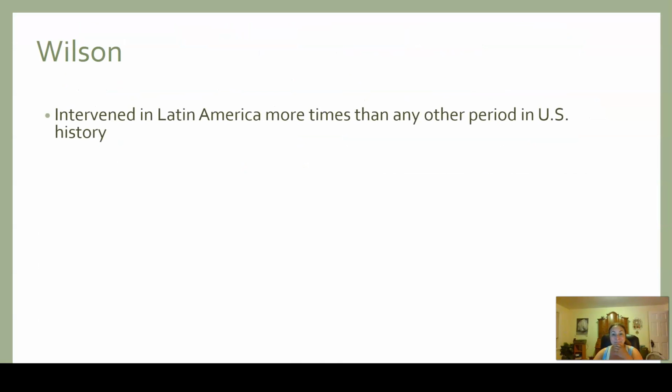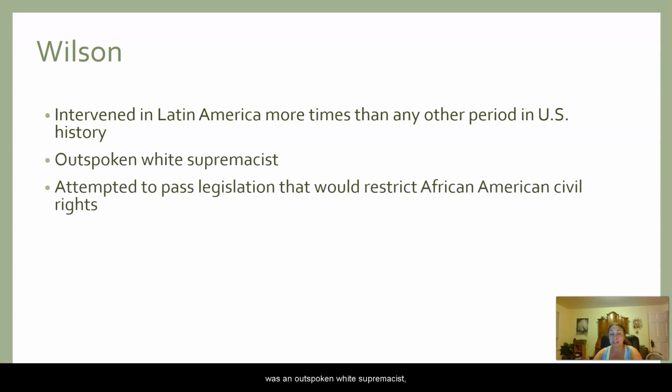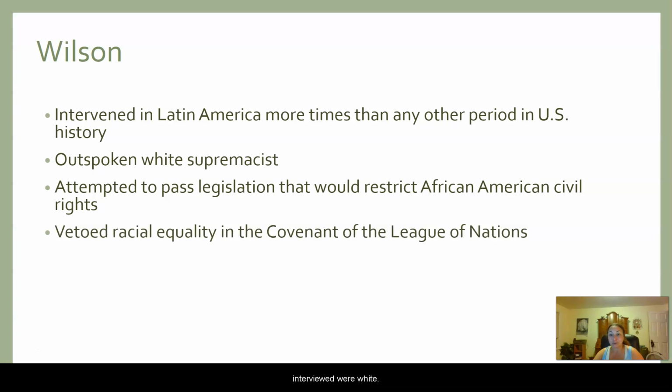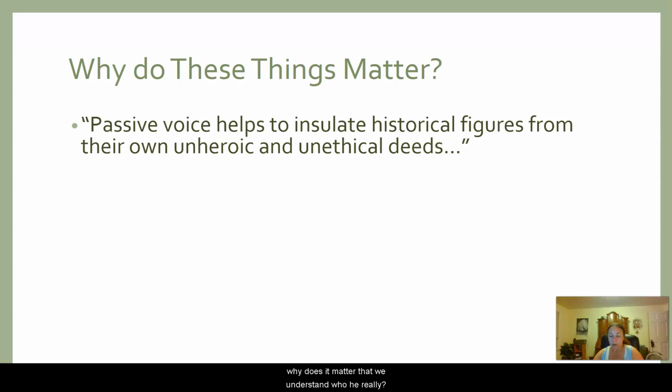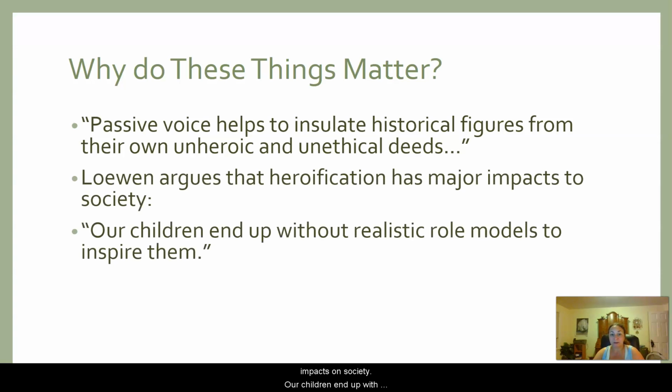Why? Because he was our president, right? We don't really talk about his shortcomings, that he was an outspoken white supremacist, that he went out of his way to eradicate African Americans from federal jobs to the point of requiring that people apply and also attach a picture of themselves to ensure that people who were being hired and interviewed were white. He also intervened in Central and South America repeatedly, more times than any other president, right? And why does it matter that we understand who he really was, who Helen Keller really was? Well, Lowen argues that the heroification has major impacts on society. Our children end up with unrealistic role models and false narratives about the past that lead to people bashing in windows in the Capitol and running through with the terrorist flag that is the Confederate flag. I'm saying this as a person of color who's lived in the South.